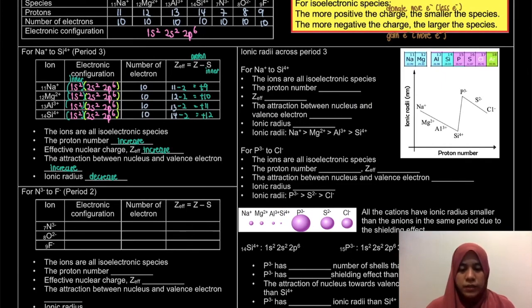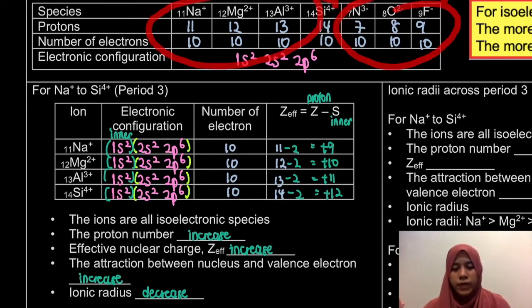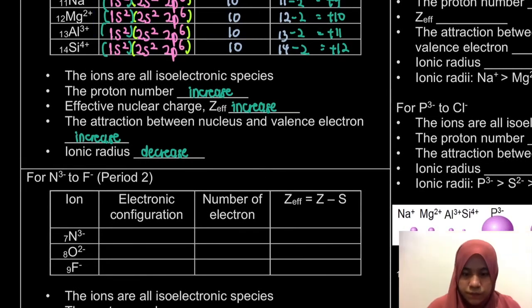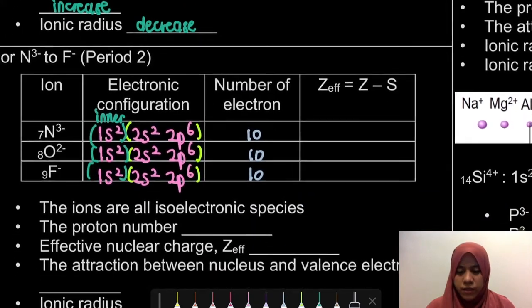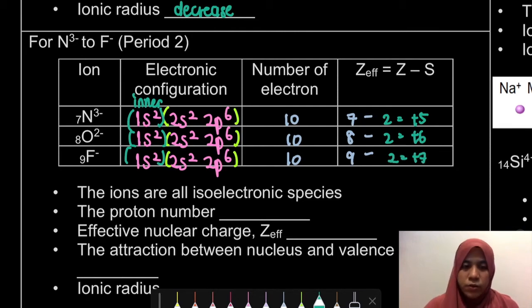Okay, right now we have discussed these four. Now we're going to discuss these three, for the case of our anions. Again, their electronic configuration is also the same. In this case, ZEF is Z minus S. So it is 7, 8, 9, minus 2, which gives positive 5, here positive 6, here positive 7. So what this means is that these ions are all isoelectronic species and the proton number increases.